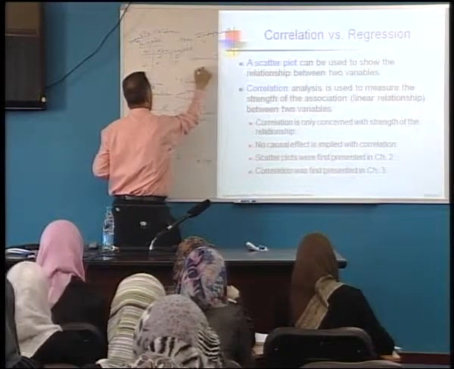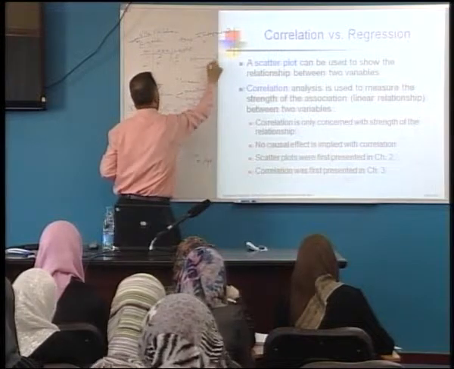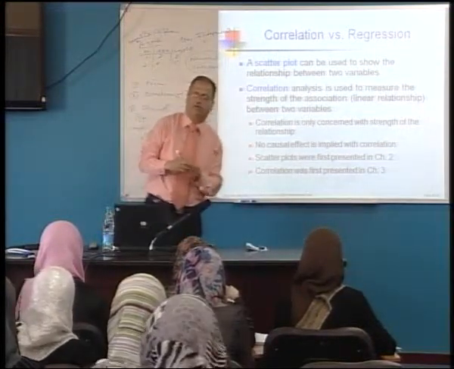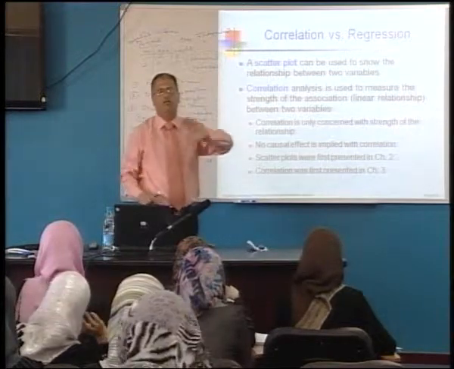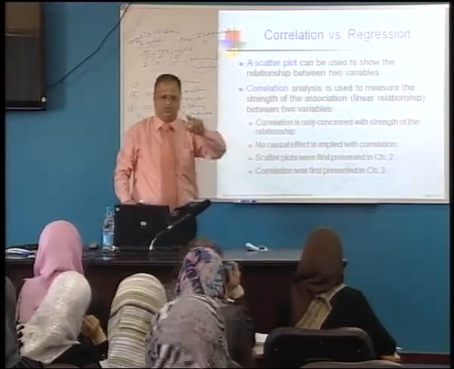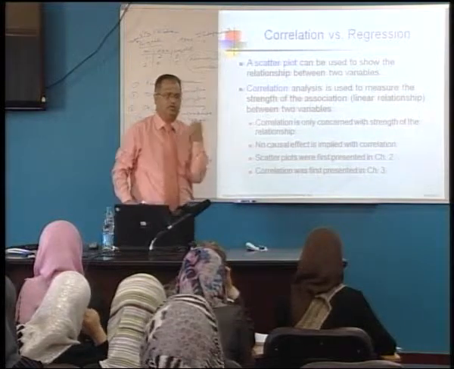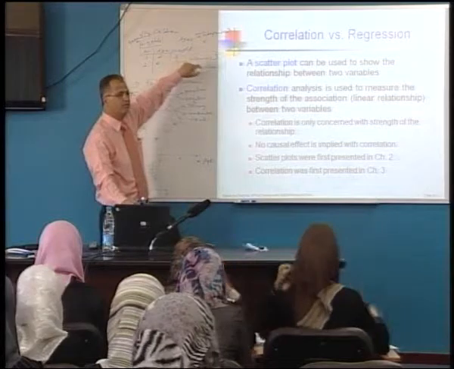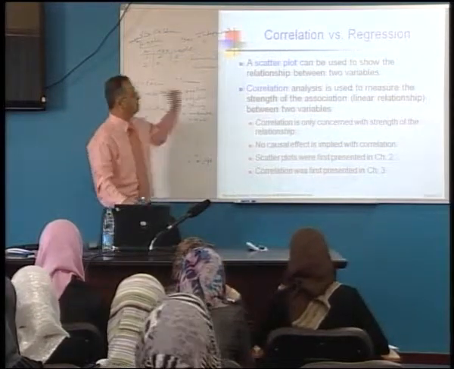So we are talking about quantitative variables. But if you remember in chapter 11, we talked about the relationship between two qualitative variables. So we use chi-square test. Here we are talking about something different. We are talking about numerical variables. So we can use scatter plot.